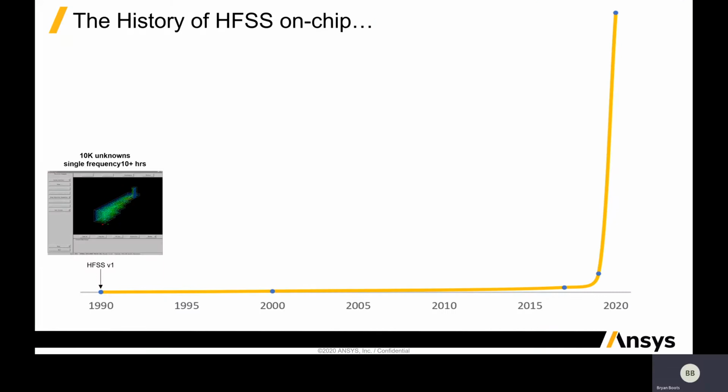Let's start by taking a quick look back in time at the history of HFSS, and specifically the history for on-chip extraction. It all started 3 decades ago with this coax to waveguide transition with HFSS version 1. I'd like to start the journey by having you focus on this initial model, the first ever solved, which amounted to 10,000 unknowns and a solve time for a single frequency point in excess of 10 hours.